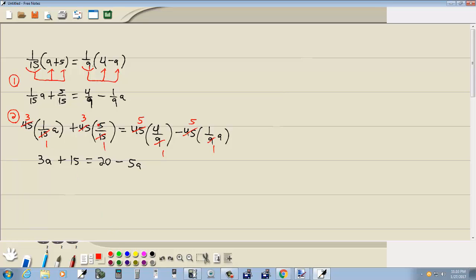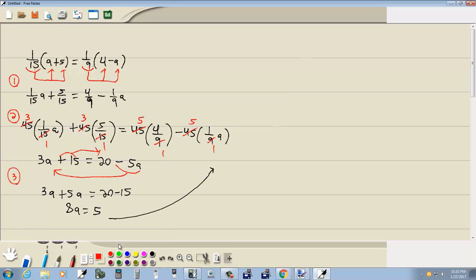Let me double check that. Plus 15 equals 20 minus, okay, step 3. Get everything with an a on one side, numbers on the other. So I'll take negative 5a to the left side and a 15 to the right. So we got 3a plus 5a equals 20 minus 15. Combine like terms, 3a plus 5a is 8a, 20 minus 15 is 5.